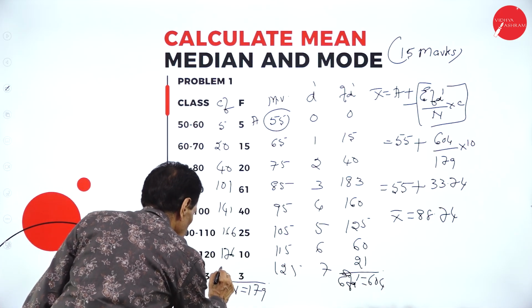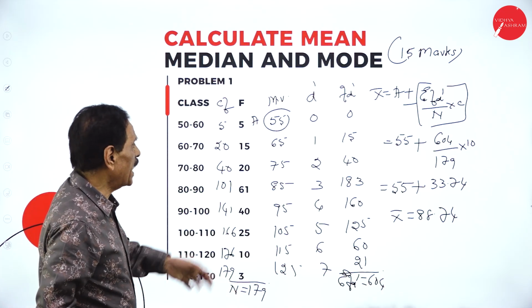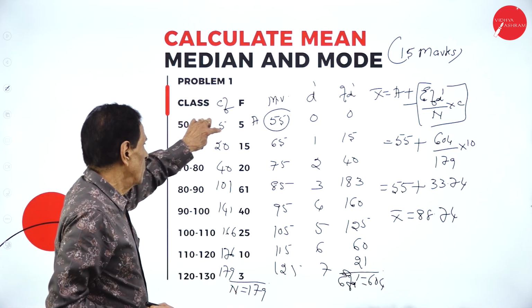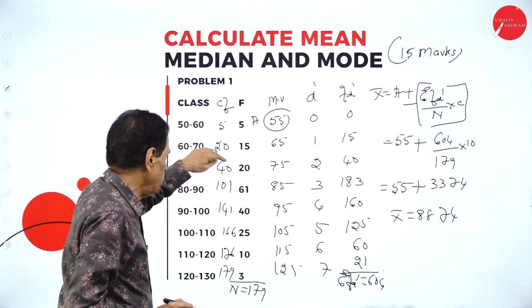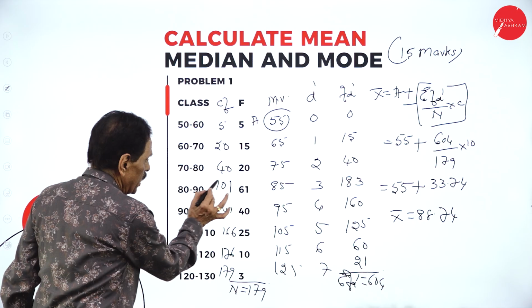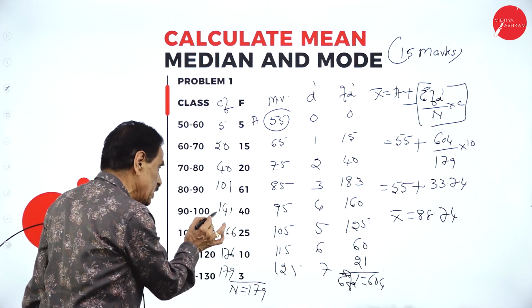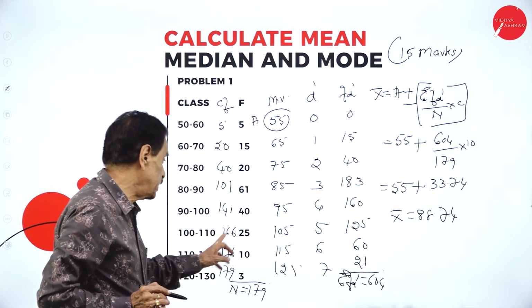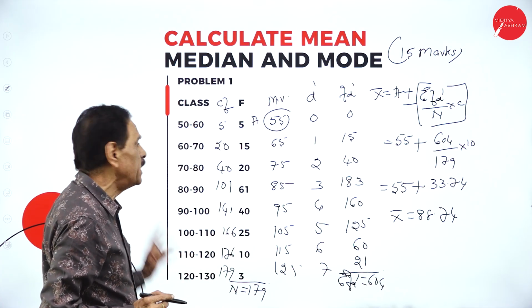176, 179. This and this should be equal, just adding. What is the first number? 5. 5 plus 15, 20. 20 plus 20, 40. 40 plus 61 is 101. 101 plus 40, 141. 141 plus 25 is 166. 166 plus 10, 176. 176 plus 10 is 179.